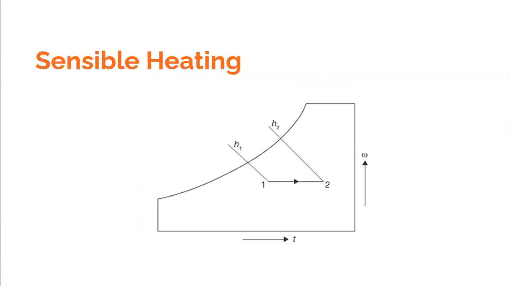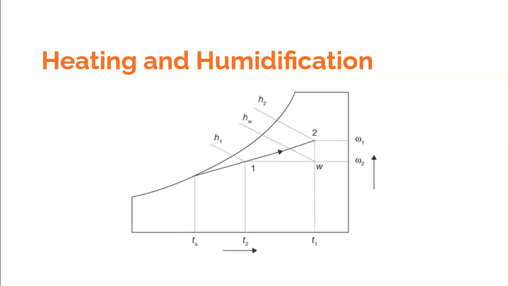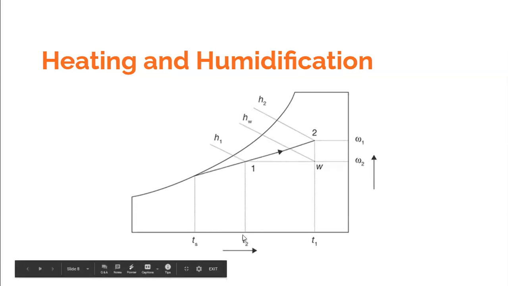Sensible heating we have already discussed, wherein we are not changing the specific humidity, but we are simply increasing the temperature. Heating and humidification. Look at this. You see that the temperature is increasing from this point to this point. Okay, so there is a small mistake in this slide, but this would be T1 and this would be T2. So the temperature is increasing from T1 to T2.